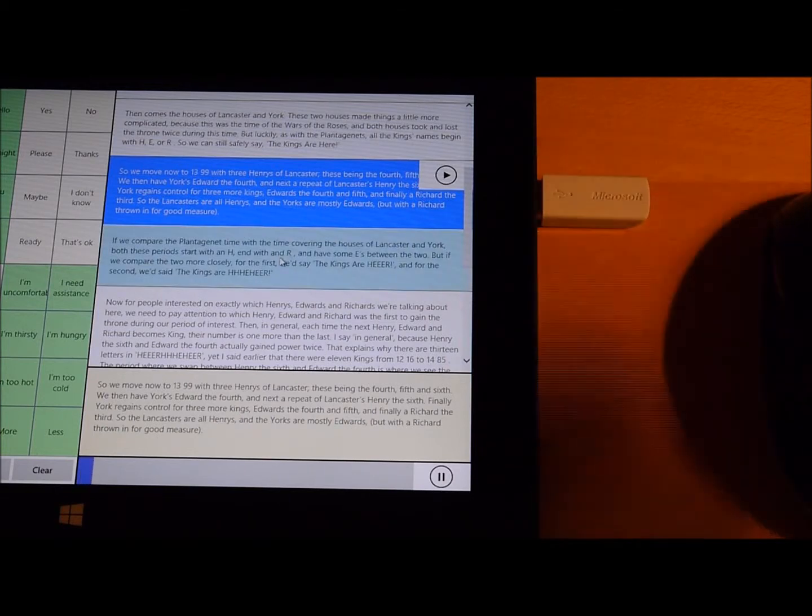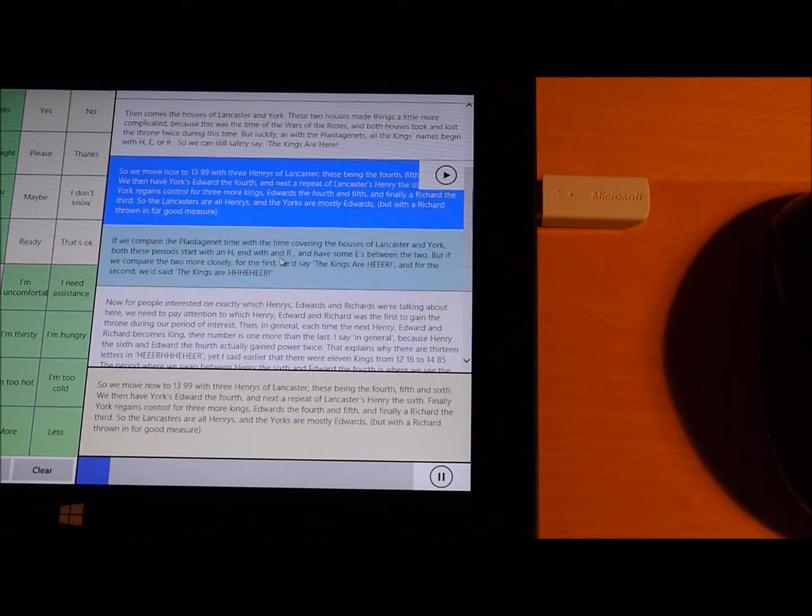So we move now to 1399 with 3 Henrys of Lancaster, these being the 4th, 5th and 6th. We then have York's Edward IV, and next a repeat of Lancaster's Henry VI. Finally York regains control for 3 more kings, Edwards the 4th and 5th, and finally Richard III. So the Lancasters are all Henrys, and the Yorks are mostly Edwards, but with Richard thrown in for good measure.